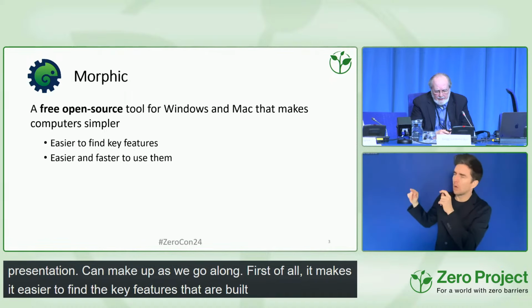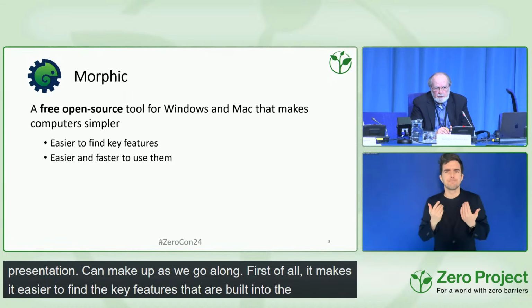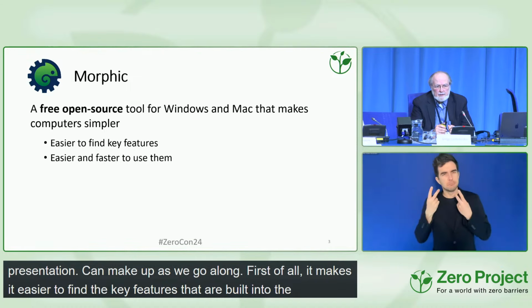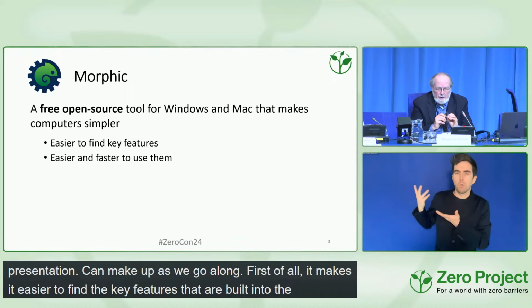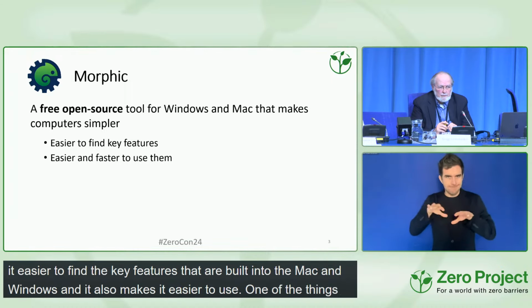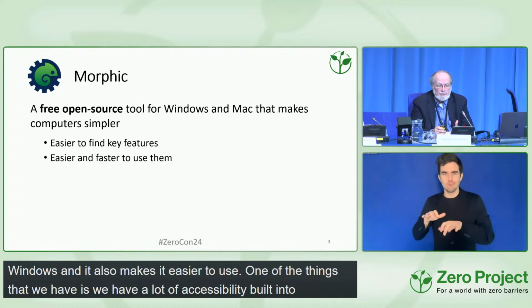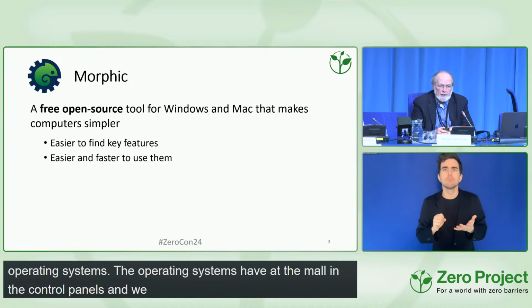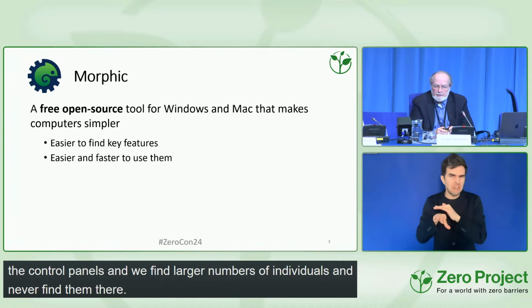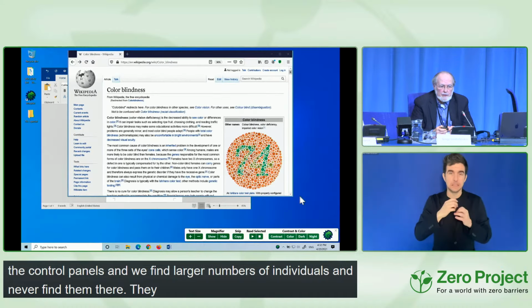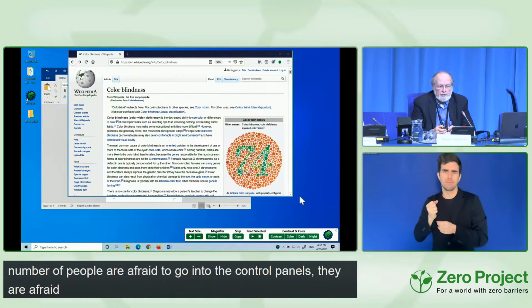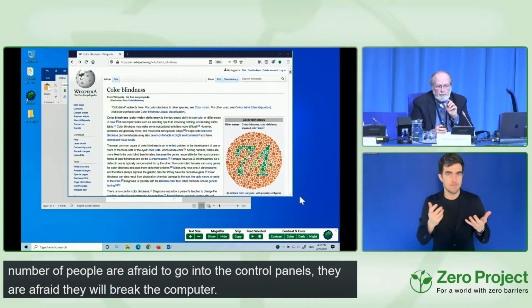One of the things that we have is there's a lot of accessibility built directly into the operating systems. But the operating systems have them all in the control panels, and we find large numbers of individuals never find them there. They're too hard to find, and an amazing number of people are afraid to go into the control panels because they're afraid they'll break the computer. So one of the things we try to do is to bring Morphic out of that and put it onto the desktop with a little toolbar.